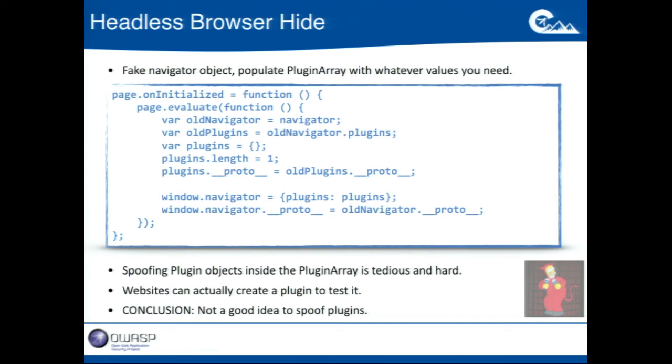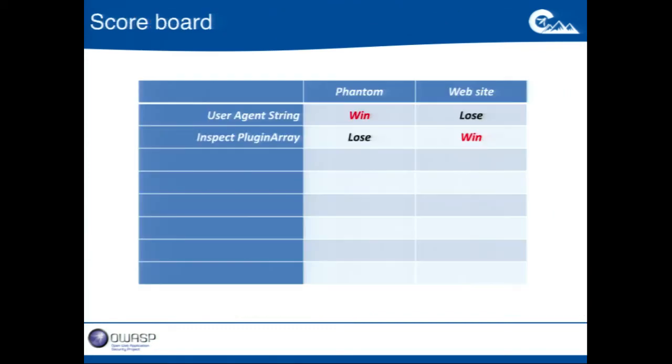But there's a third problem: since you cannot actually create a plugin, if the website sends you a Flash and requires you to run it, you will basically have no way to run it. So the conclusion is it's not really a good, ideal way to spoof this kind of thing. So scoreboard, second one: PhantomJS loses and the website wins.